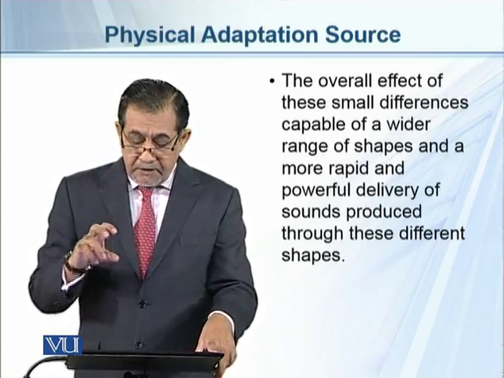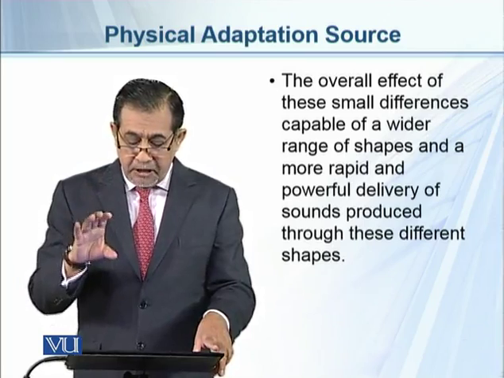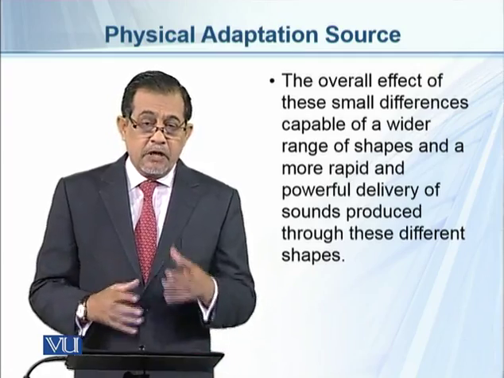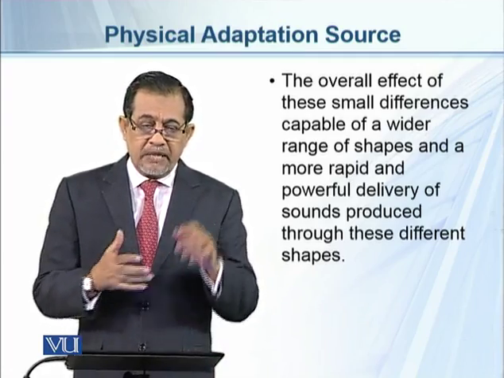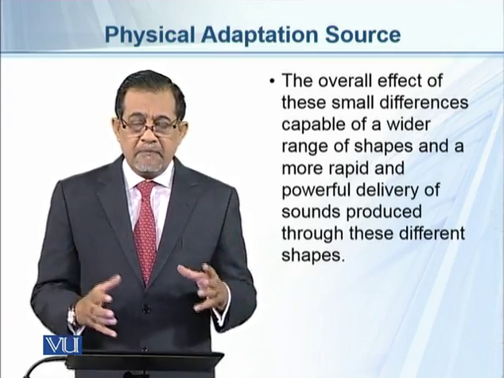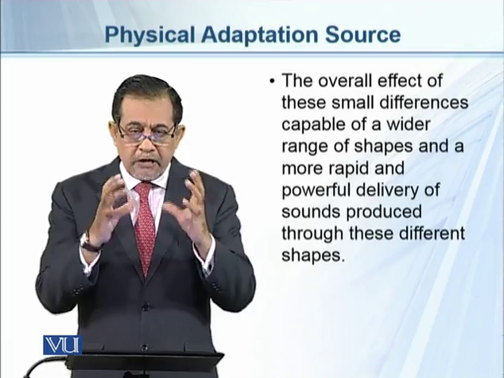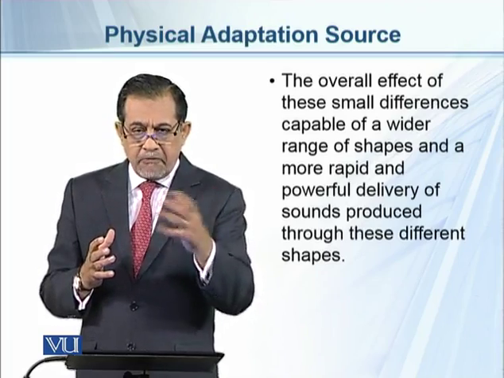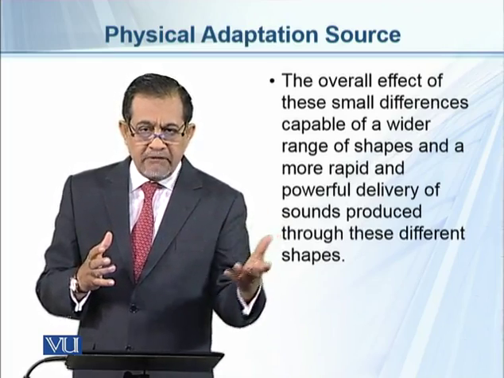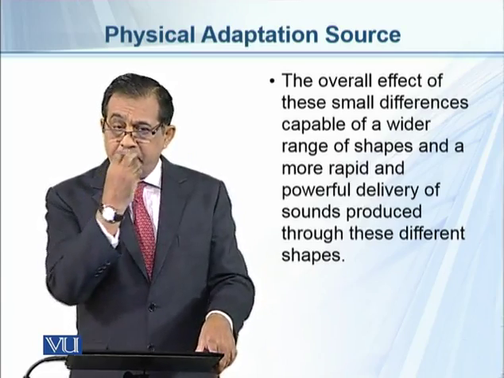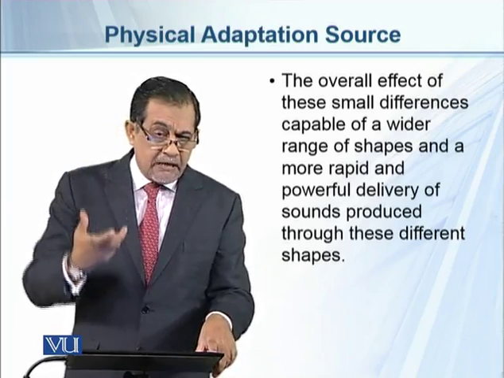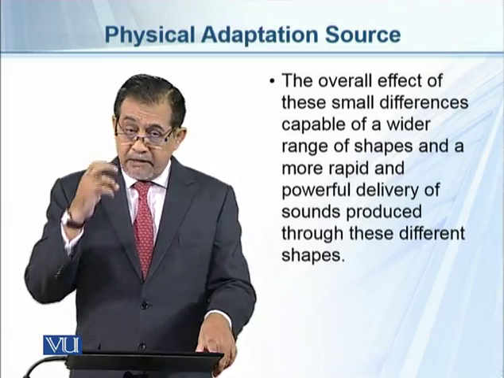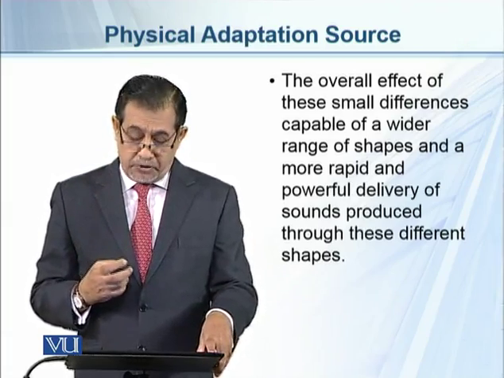So the overall effect of these small differences is that we are capable of a wider range of shapes and a more rapid and powerful delivery of sound, produced through these different shapes. With the help of teeth, lips, pharynx and larynx, we are able to make different sounds. When we produce sound, we make different shapes in our oral cavity that help us produce different sounds, differentiating between vowels and consonants, and we produce different sounds from lips, from teeth and lips, from different parts. More importantly, we have a very flexible tongue that is very important in producing sounds.